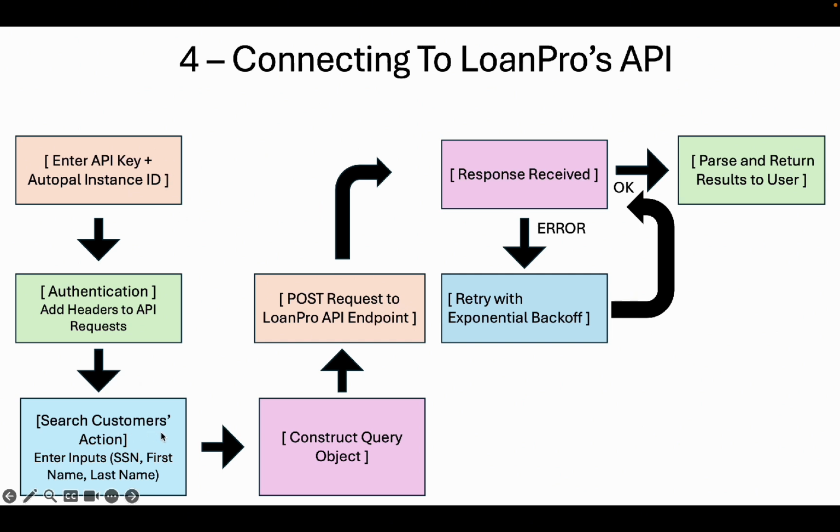And then there is the action part, which is, for example, an action allows users to search for customers based on their name or social security number. And then the system takes the input and builds a query object, which is a structured request, and sends it to the LoanPro API using a POST request. And then error handling is the part that checks if the request fails, then the system retries it using the same strategy, which is called exponential backoff. If it's successful, then the result will be returned to the user.